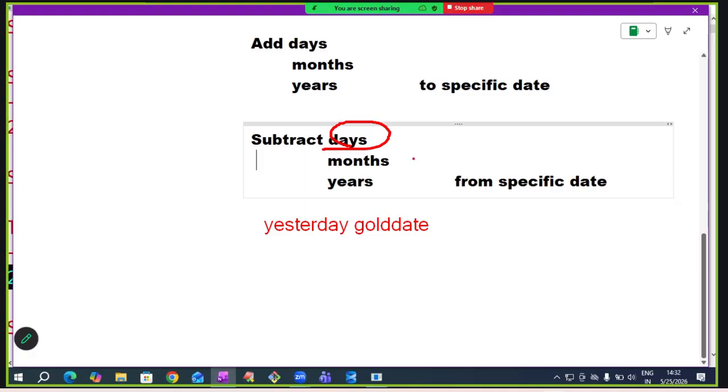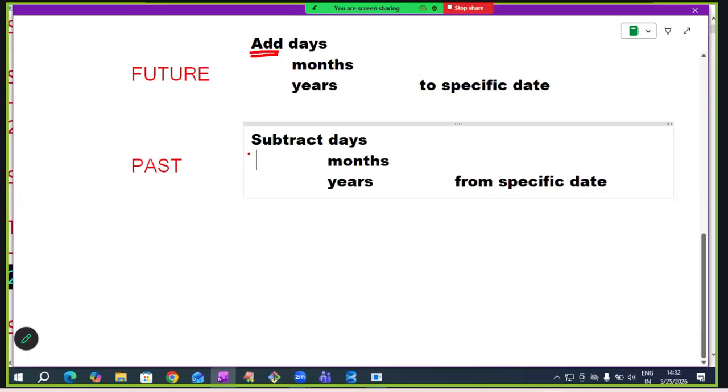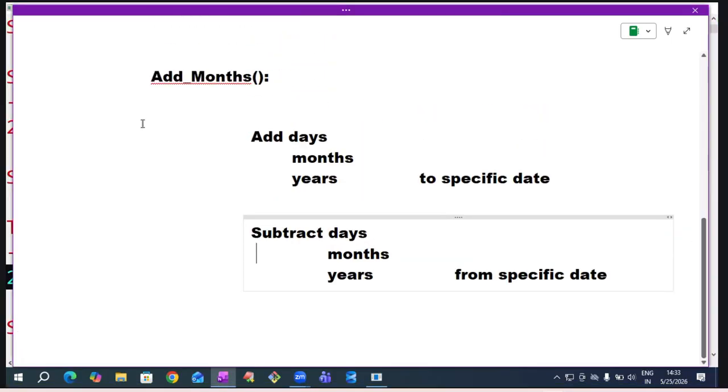Subtracting 1 day from today. So to work with a past date like yesterday, we subtract. To work with future dates, we need to add. To work with past dates, we need to subtract. So as a developer, we must know these 6 cases. The 6 cases we must know. Only these 6 cases we are learning now.